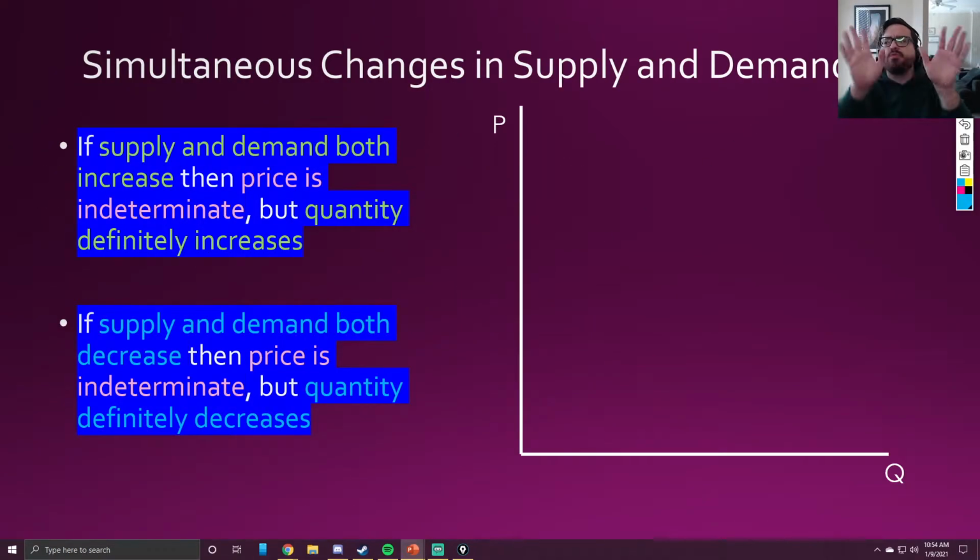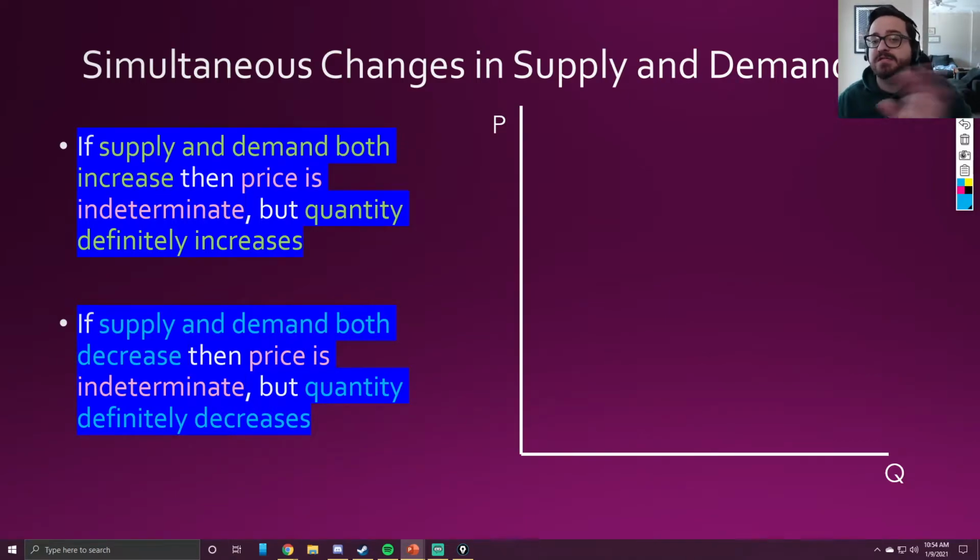Okay, so those are all just one shift of the line. Hopefully that makes sense to you. The idea being, okay, supply and demand can change. I know that from the previous set of notes. All right, then let me see what happens if I increase or decrease supply or demand, and then see what happens to price and quantity. Now what happens if they both change? If we have two scenarios given.